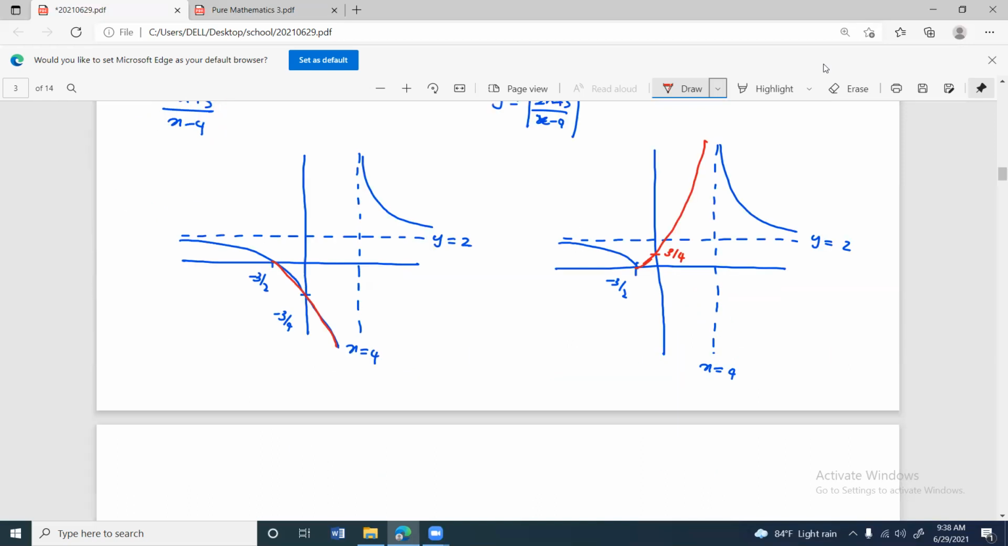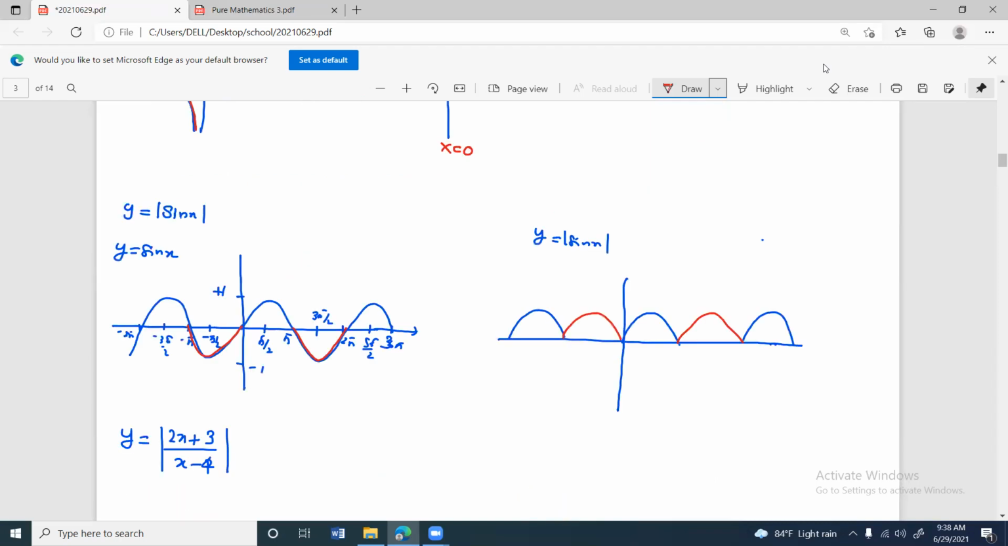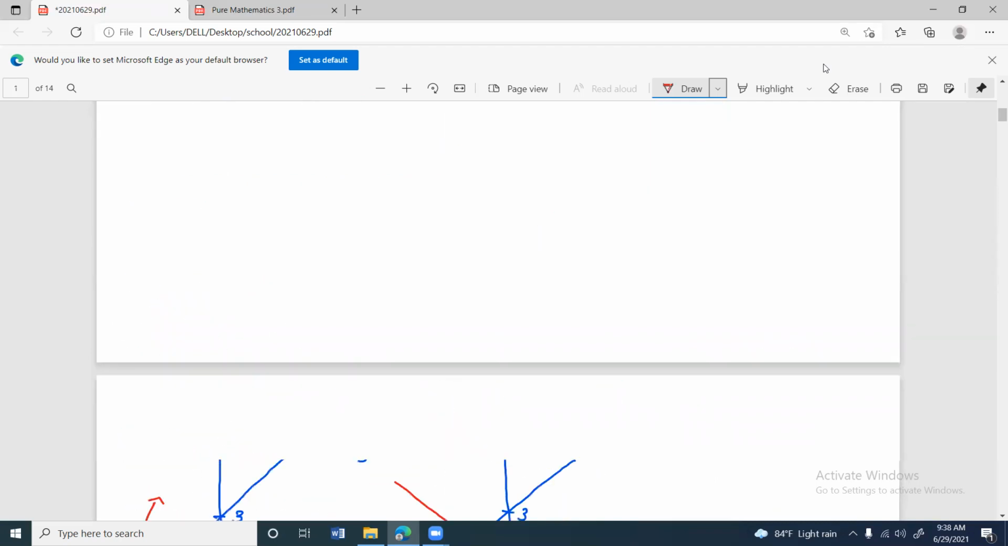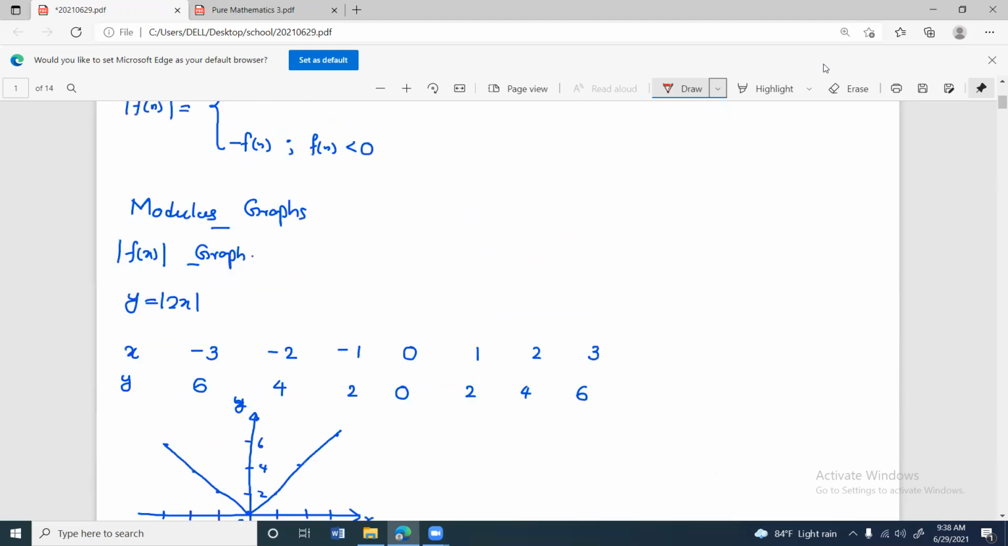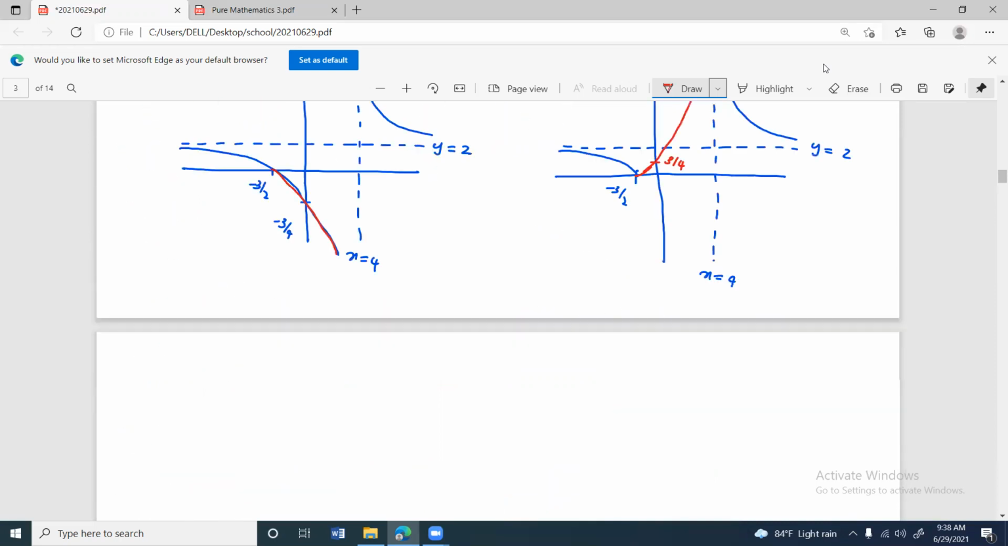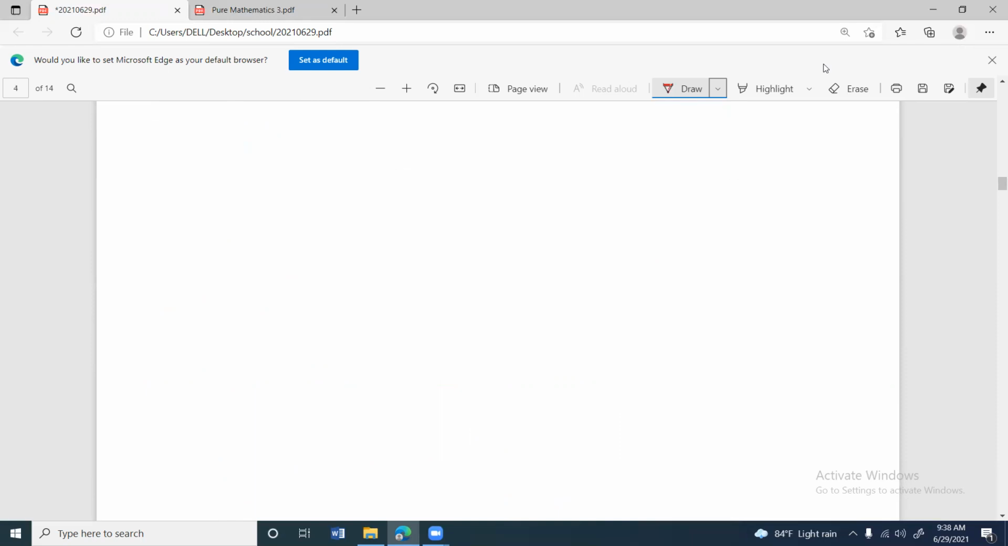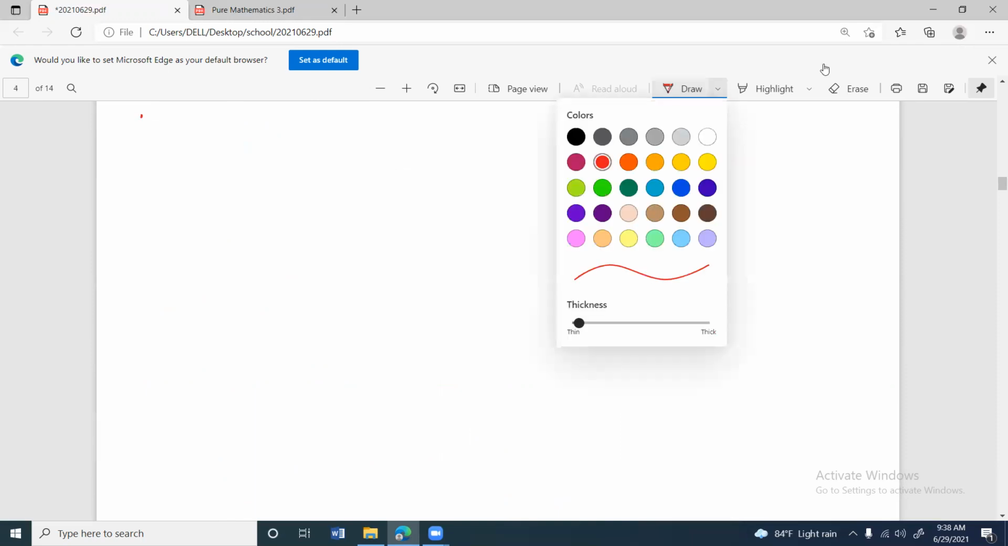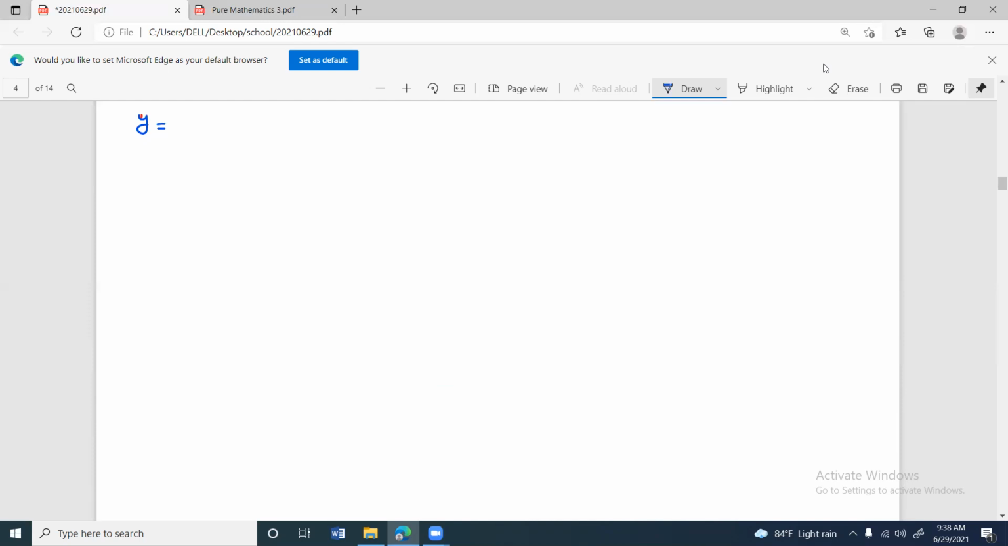Now the next topic. We already learned how to find the graph of modulus of f(x), the modulus of the whole thing. That's a topic we already learned up to now. Now the next extension is we should know how to draw this graph, y equals f of modulus of x. That is the graph we should know.